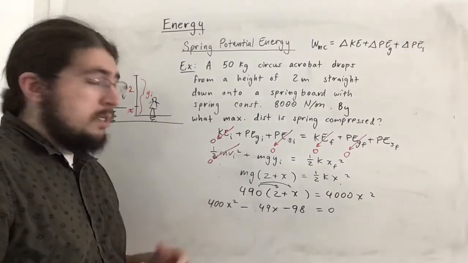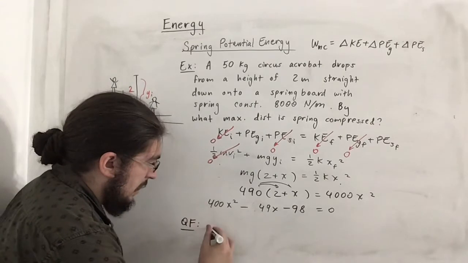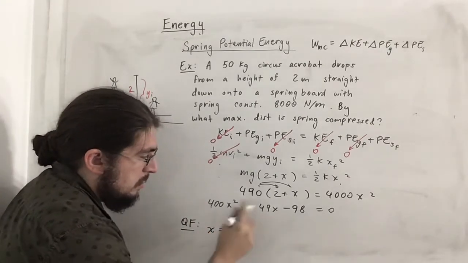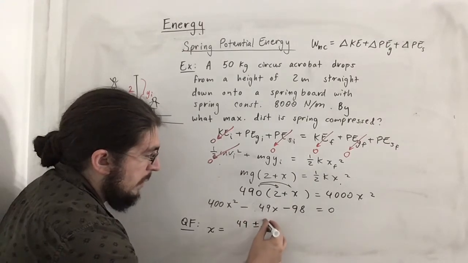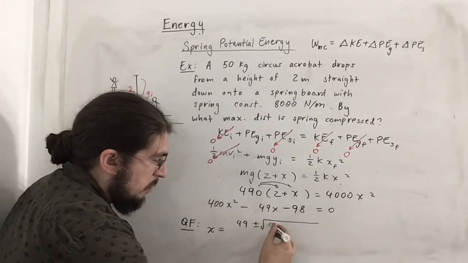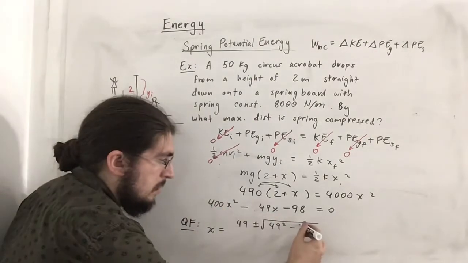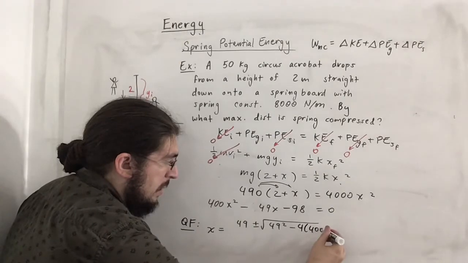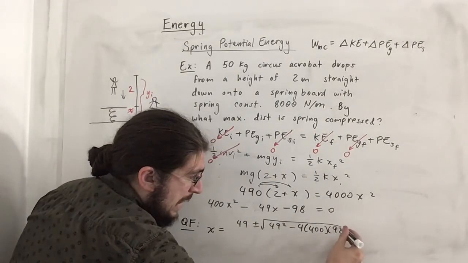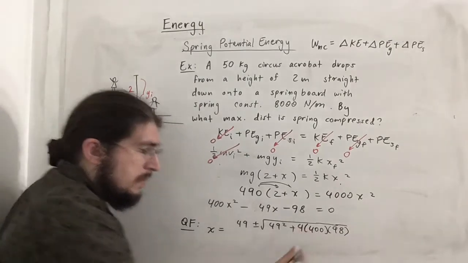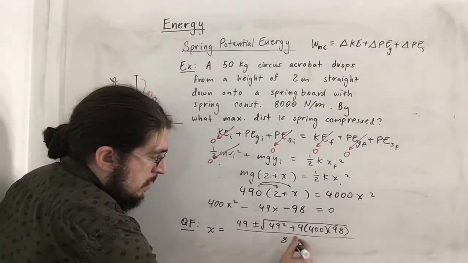So now I'm just going to apply the quadratic formula, and let's see what we get. By the quadratic formula, we get x is equal to, so negative b is negative 49 in this case, so it's positive 49, plus or minus the square root of negative 49 squared, which is the same as 49 squared, minus 4 times a, which is 400, times c, which is negative 98. But notice, if I wrote negative 98 here, we'd have 2 negatives, so that just becomes positive, really. And then all divided by 2 times 400, which is 800.